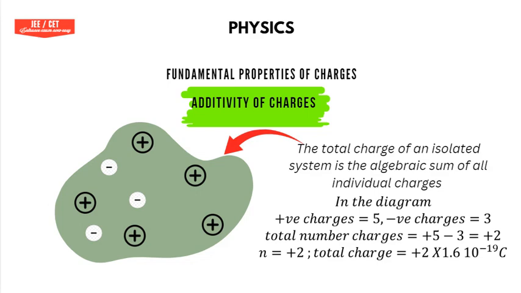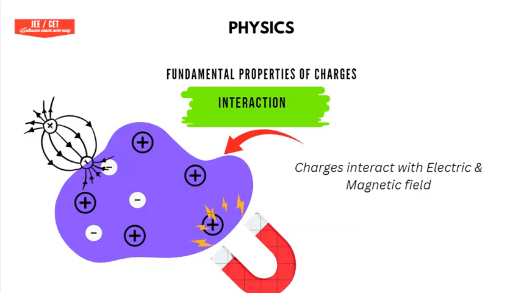Sixth property is charge interaction with electric and magnetic fields. Charged particles experience forces when placed in an electric field and moving charges in magnetic fields. This interaction is the basis for many electrical and magnetic phenomena. Note that a static charge does not create any magnetic field, so a magnetic field has no effect on a charge. So a moving or accelerating charge produces a magnetic field around it, which interacts with an external magnetic field, and the charge will come under the influence of a force due to a magnetic field.